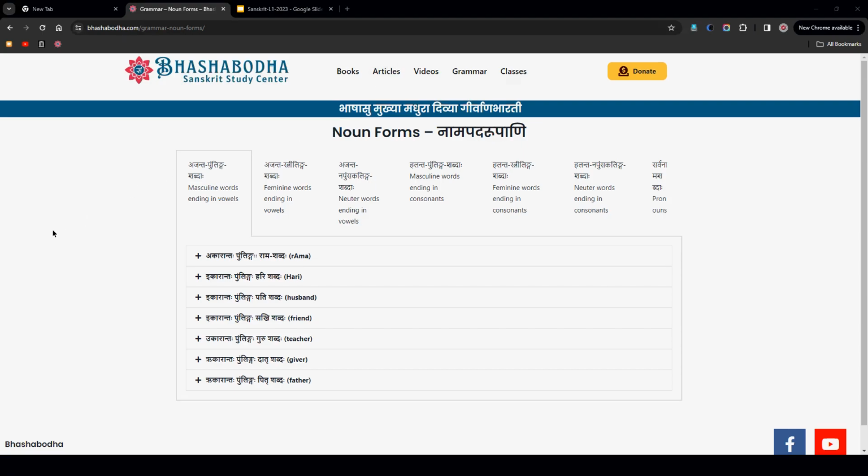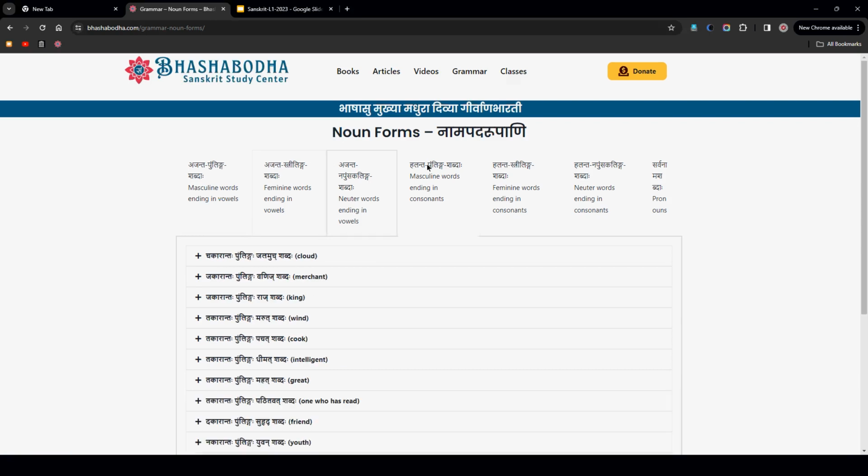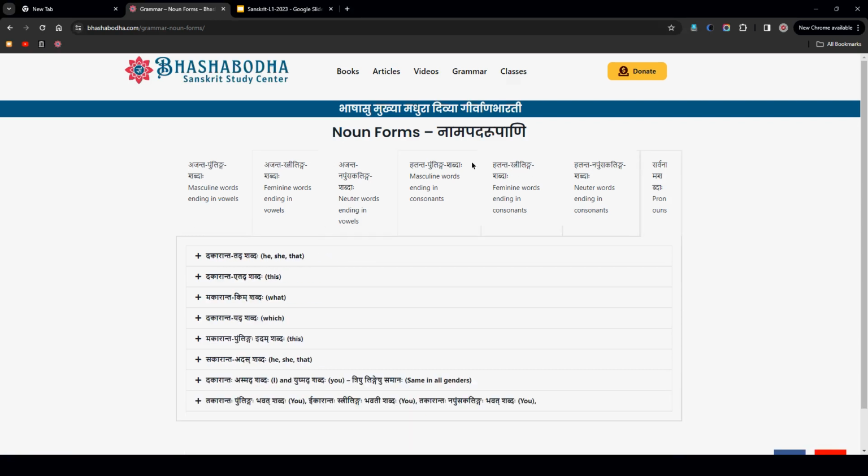So we are talking about identifying the genders, and how words in Sanskrit, what kind of words there are with the genders. So you look here, there are different words which are listed here.